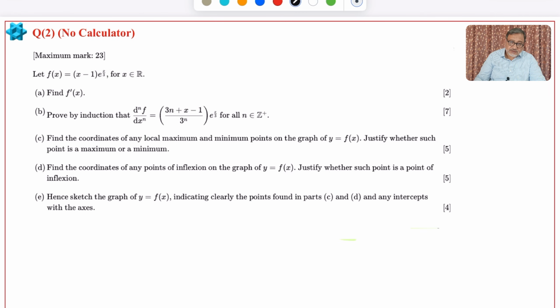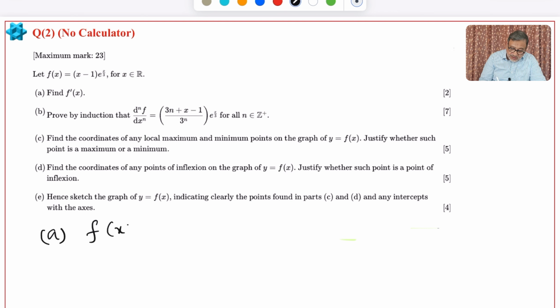Now, next question says, if f of x is (x minus 1) into e raised to x by 3 for x belongs to R, find f dash of x. This is the easy part, let us find that.